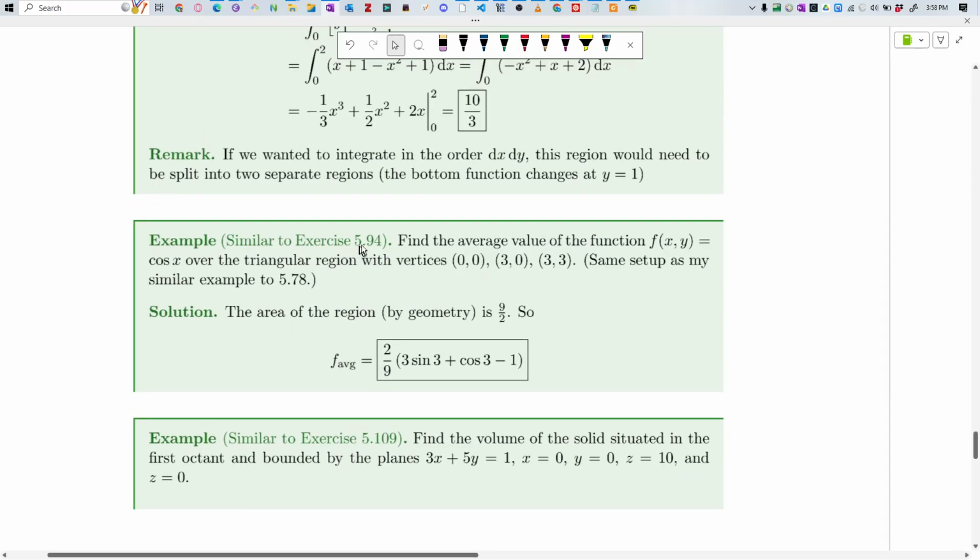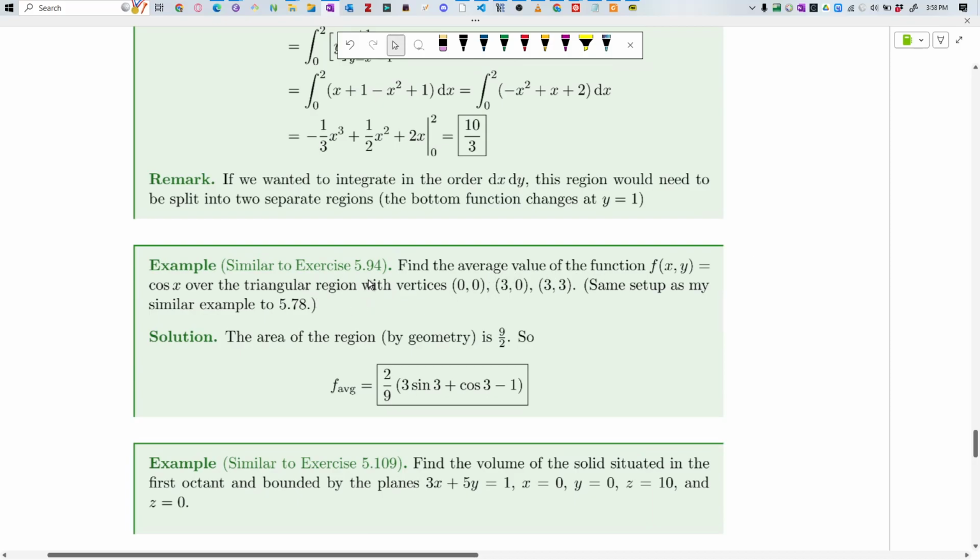Okay. In the next example, we're asked to find the average value. Something convenient about this, which is the same as in your homework actually: the function and the region are the same as one of the previous problems. So it'll be the same as your exercise 5.78. So I just copied down the information here. The function was cosine of x, and the triangle was this triangle. So all you need to do, well, okay, maybe I should sketch the triangle. So the triangle is 3 here and 3 there.